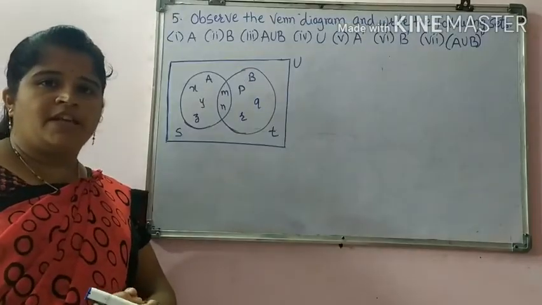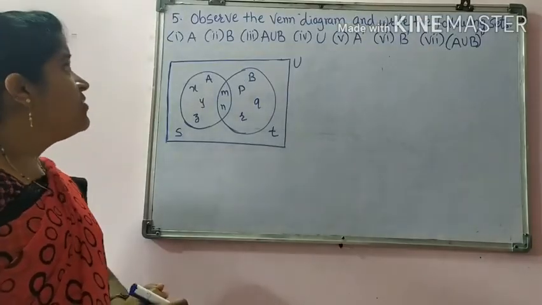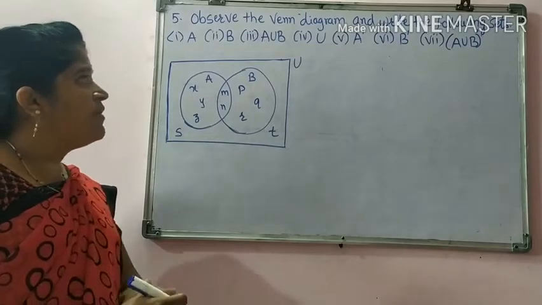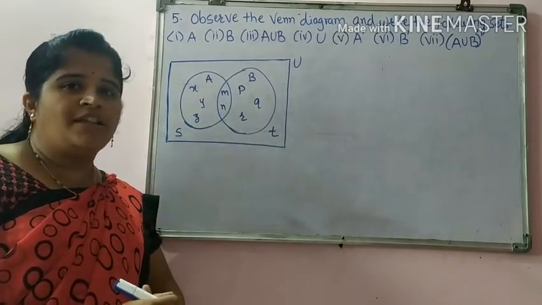Let's see our fifth example from the practice set. The fifth example is: observe the Venn diagram and write the following sets.